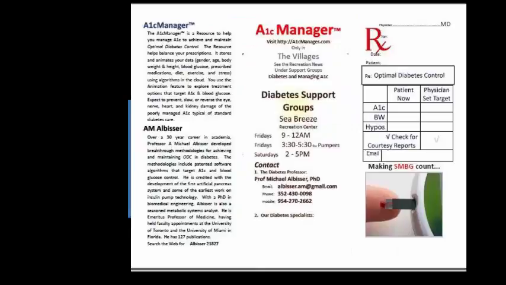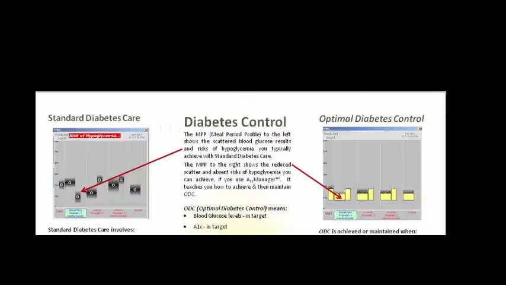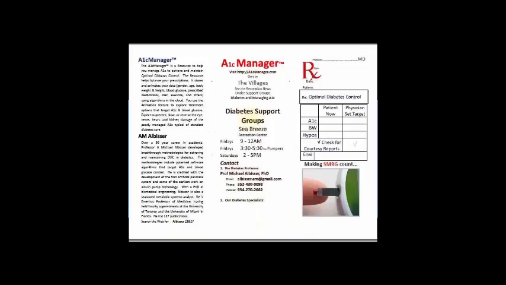Optimal diabetes control and A1cManager are described in some detail in a pamphlet that we provide. It compares the results some people get with standard diabetes care and what they may achieve with optimal diabetes control. Optimal diabetes control involves a significant effort on your part. We want to get the doctors involved, and the pamphlet highlights a prescription form that is provided for each person who wishes to get into using the A1cManager.